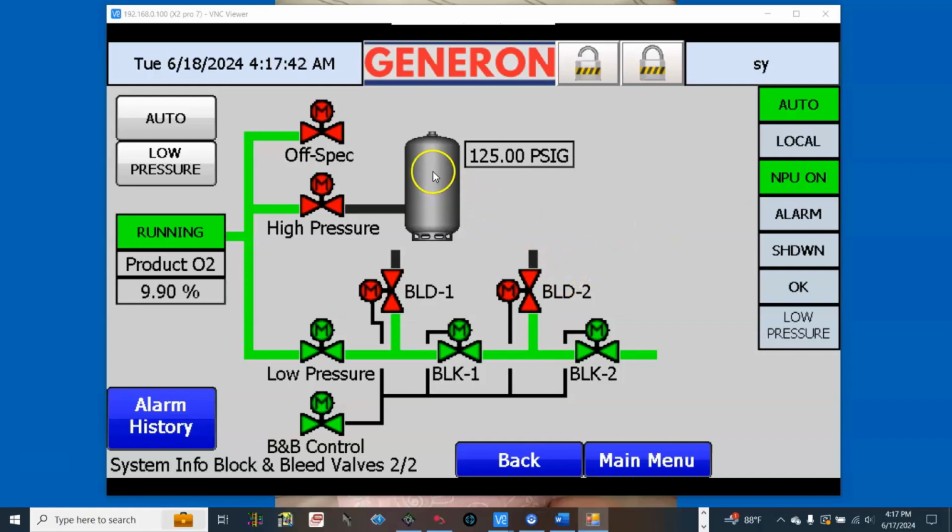Even if nitrogen receiver pressure is too high, the block and bleed valves are still activated and nitrogen generator is still running in the low pressure mode.